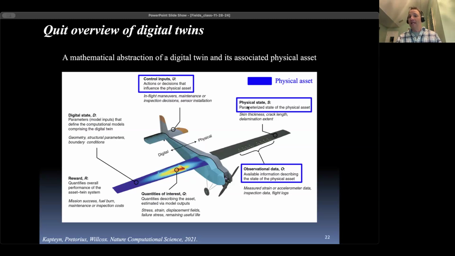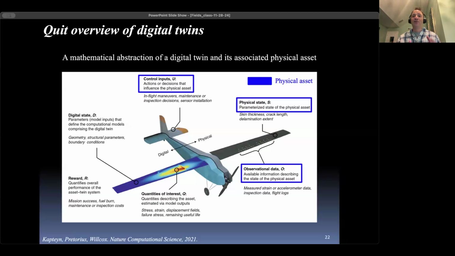There's the actual system itself, the physical state. Is there a crack in the wing? What's its thickness? That kind of thing, the actual object itself. Then there are the measurements you can make on the system. That's your observational data, so measured strain or accelerometer data, even flight logs, those kinds of things. These 3 things all exist in the physical world.